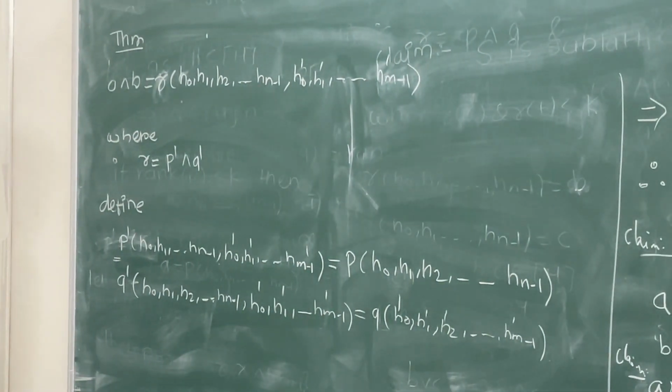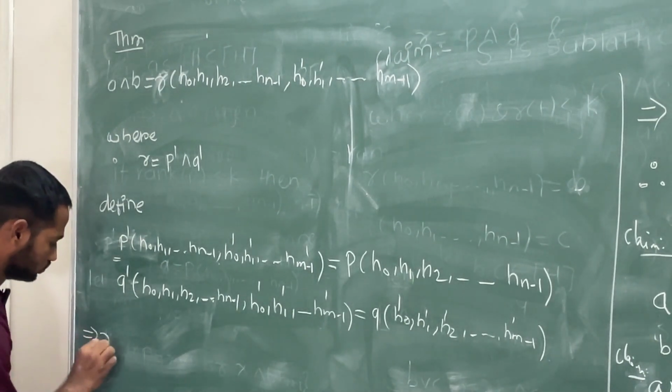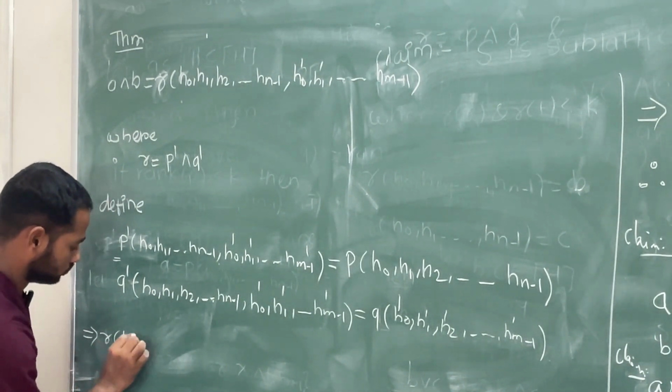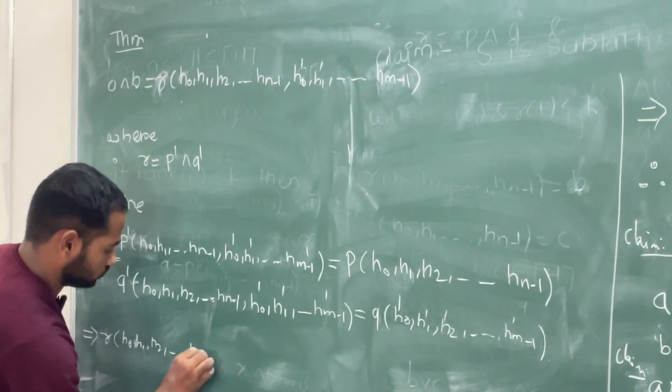So therefore, now that p value is a and this q value is b. So r of h naught up to h m minus 1 prime is a meet b. Is this clear? R is a polynomial or not? R is a polynomial in at most n plus m variables, right?